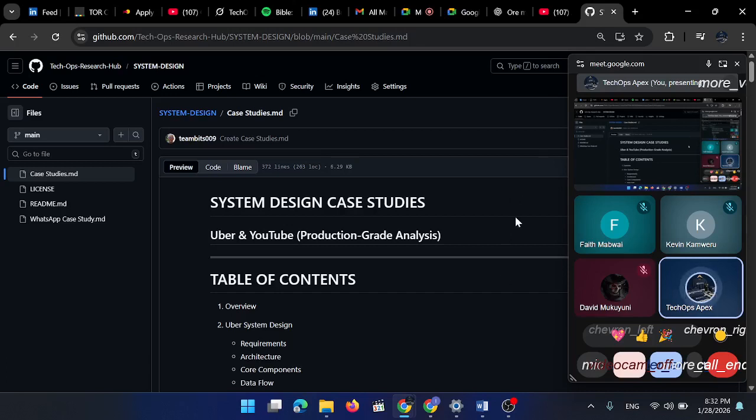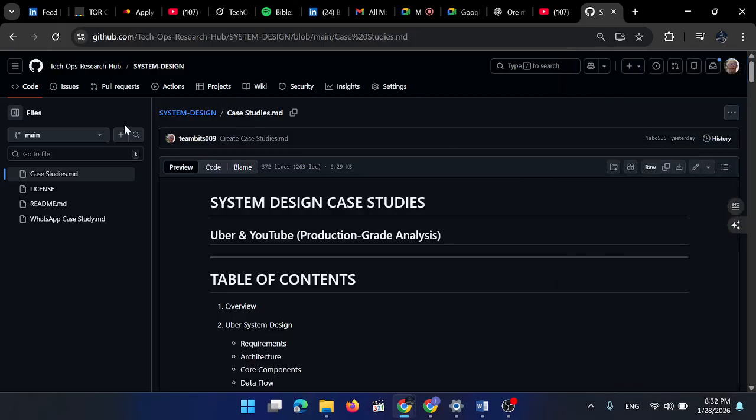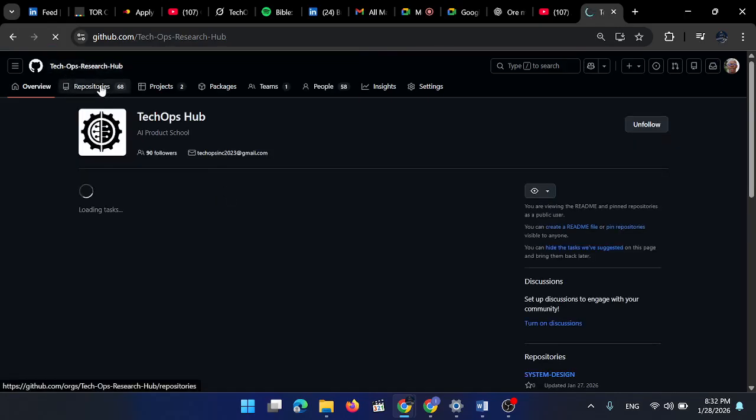So today we're going to look at the design model for Uber and YouTube. But before we do that, I know yesterday we had started looking at the case study and system design model for WhatsApp, and I think it will be really nice if we go back there and check through a few things that we had missed out on.